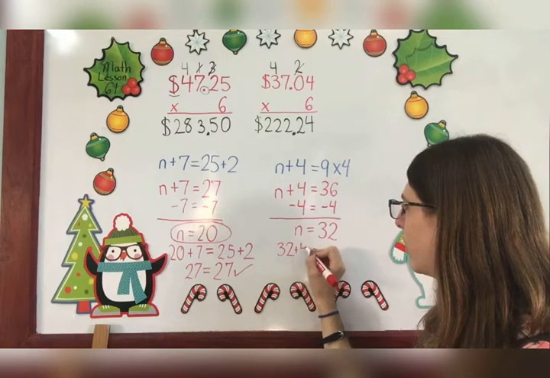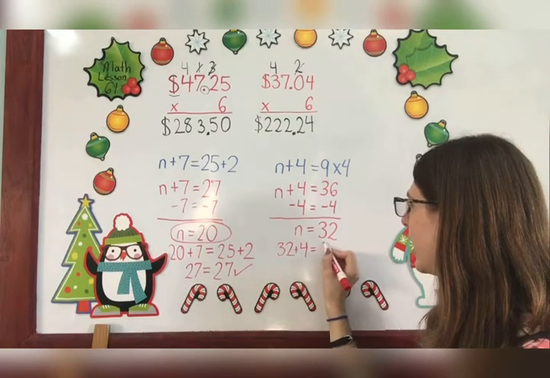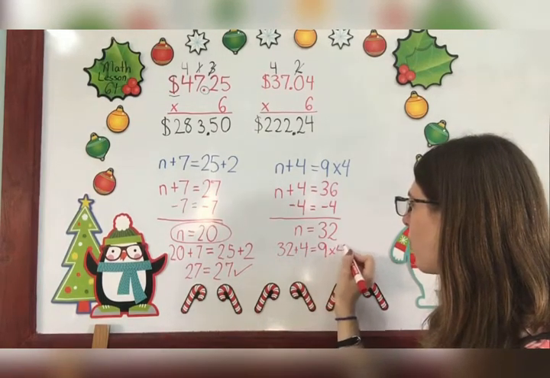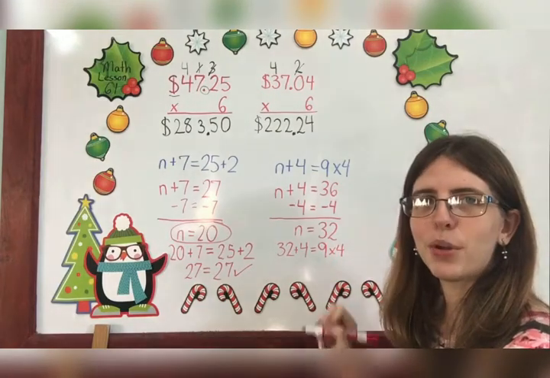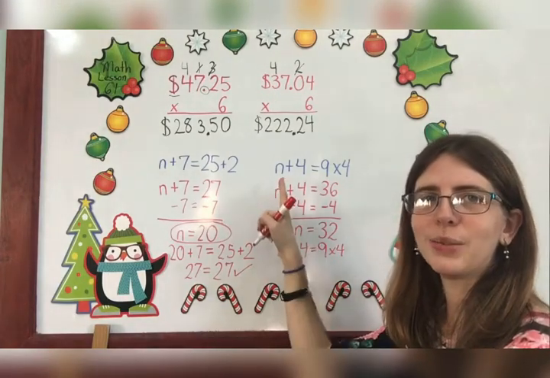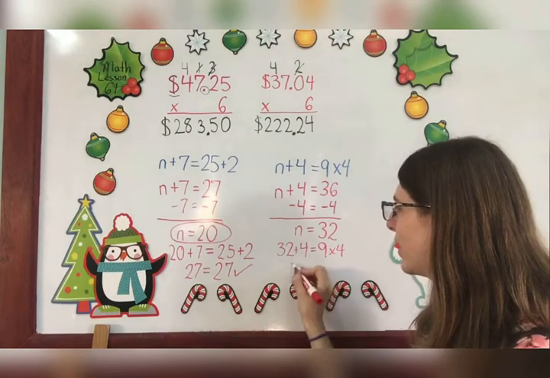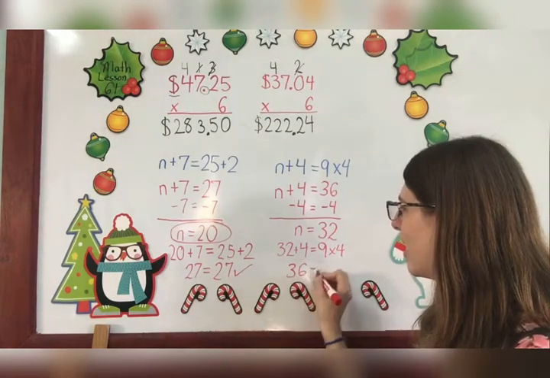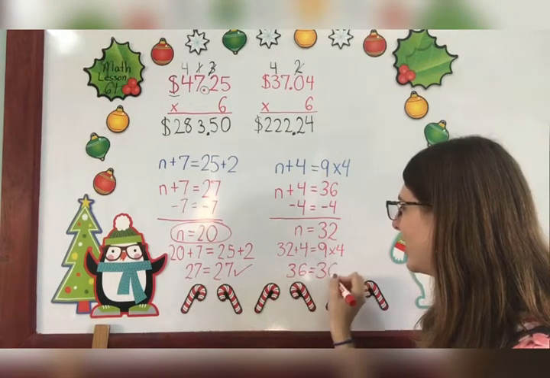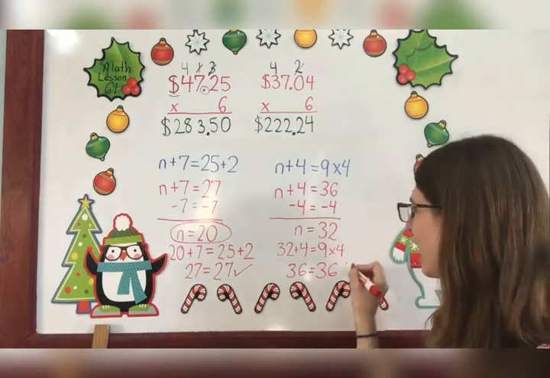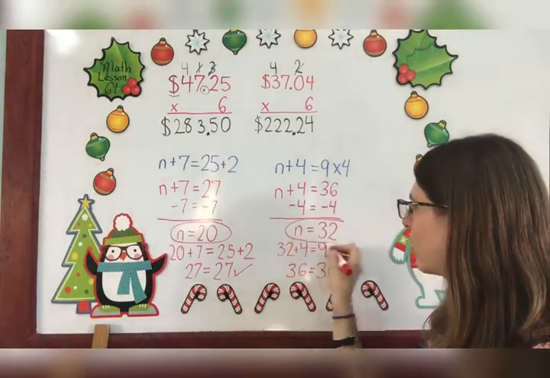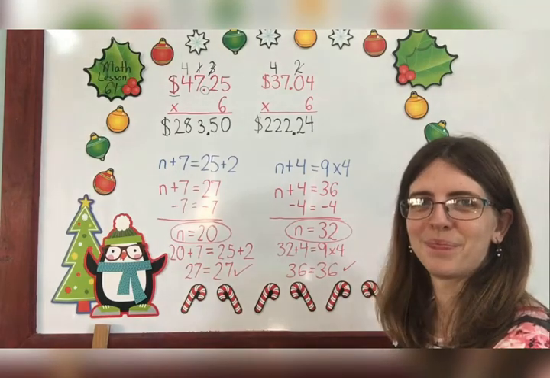32 plus 4 equals 9 times 4. Now we're checking it, putting 32 where n used to be. 32 plus 4 is 36. 9 times 4 is 36. My answers match, so that means n equals 32.